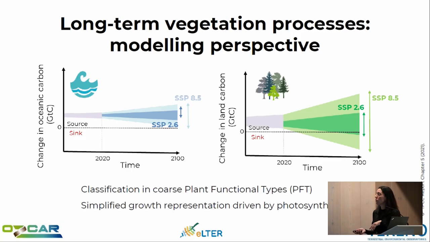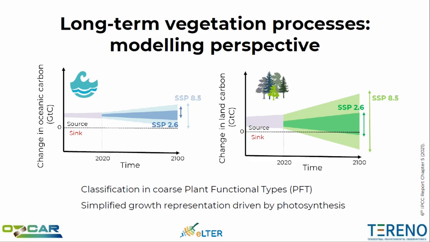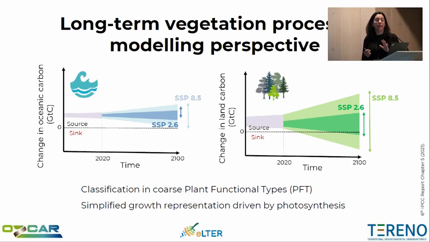Two main sources of this spread in the projections have been identified. One of them is the classification of vegetation in plant functional types. This is quite a coarse classification in which we group species in big groups, set them like a fixed parameter, and assume that they behave the same way all the time. Those groupings are made based on biological determinism. So we assume that all conifers are one group, all broadleaves are another group.